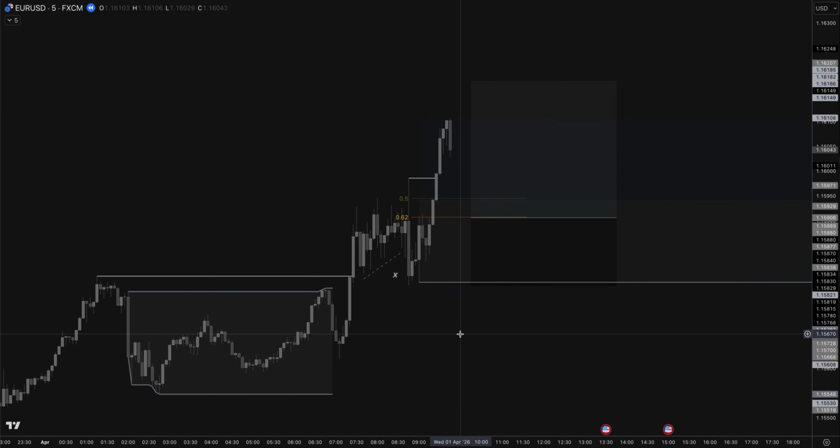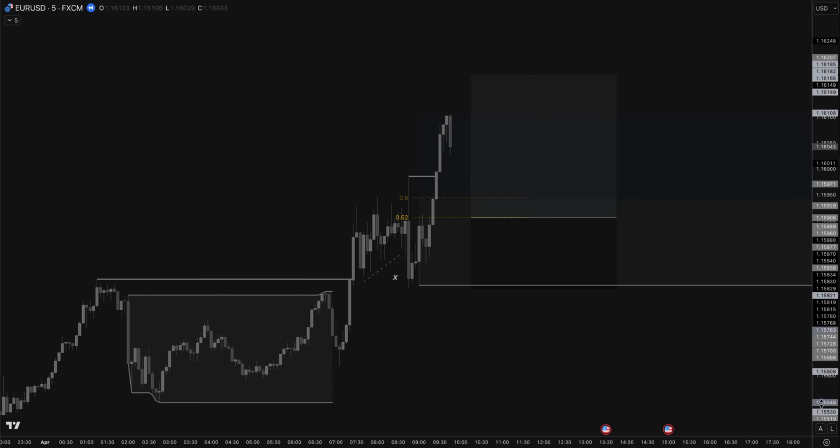Now, at this point, you want to draw your fib. And this is no crazy secret. I'm just using an OTE entry, which some of you might already be familiar with. Or you can take this demand zone, or you can identify these fair value gaps, which show the bullish momentum strength because it's leaving impulsive price behind. So there's multiple ways, and that's the key.